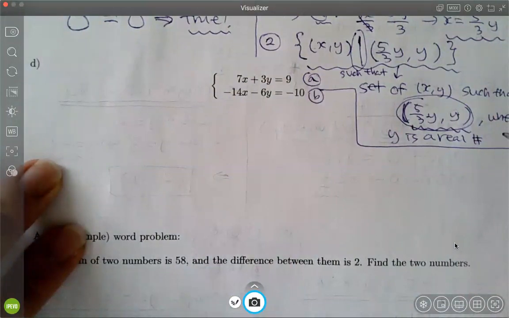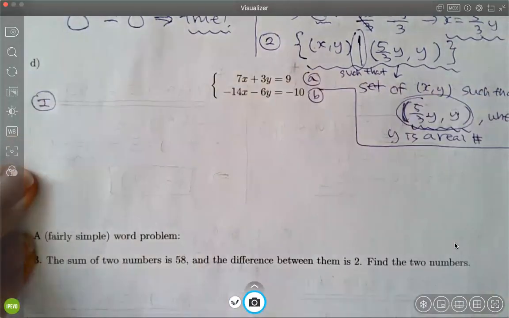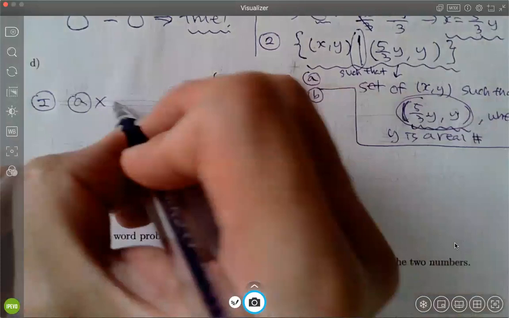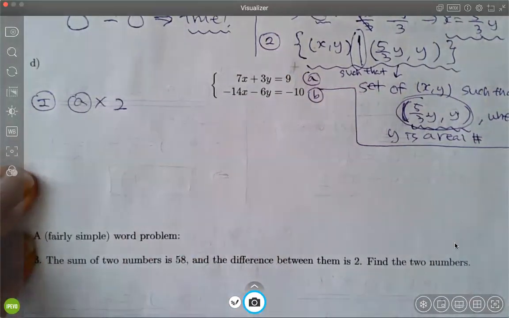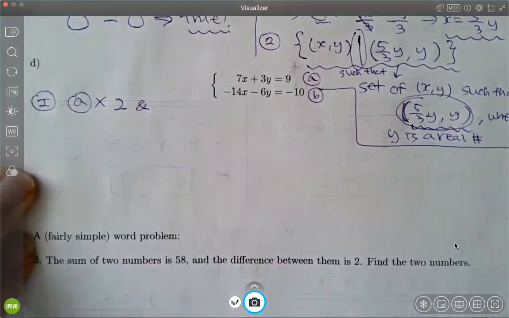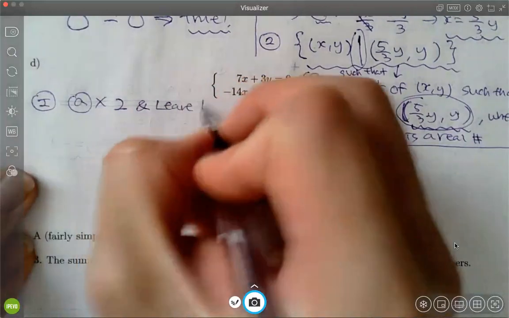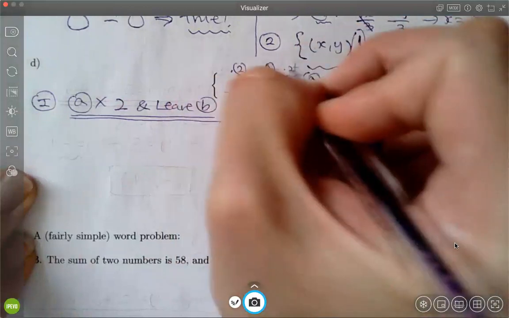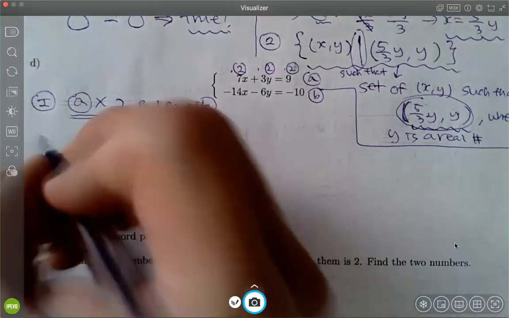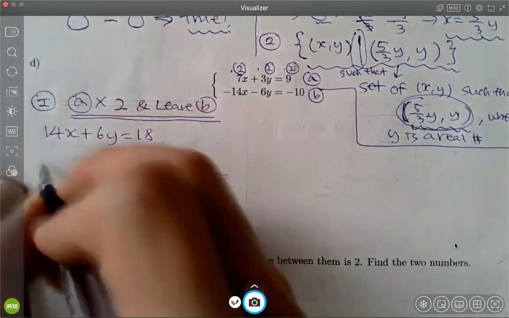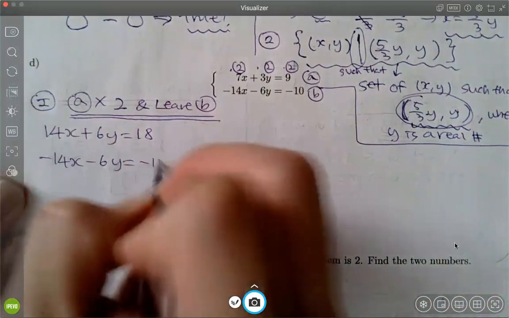So once again, we don't have any opposite coefficients, right? So how do we change each equation? Multiply A by what? 2? And what about B? We leave it, right? So that means times 2, times 2, times 2, like that. So what do you get? 14x plus 6y equals 18. And then -14x minus 6y equals -10, right?